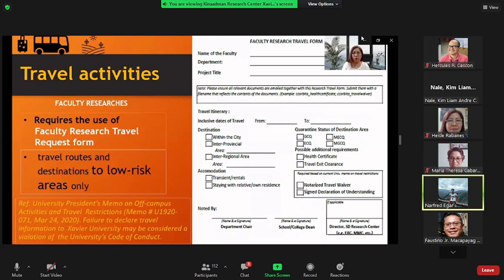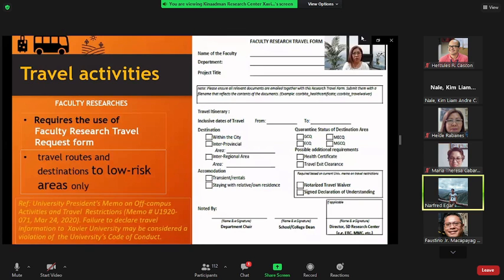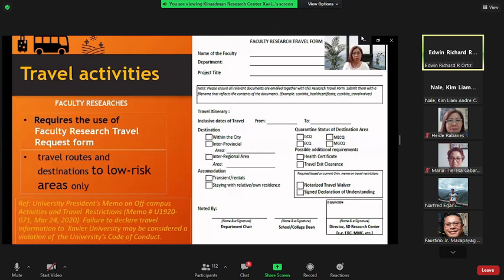Travel activities, as I've said, are generally allowed. It requires a faculty research travel request form that has to be routed. And again, the travel routes and destinations are only to low-risk areas. This permission is not new, because way back on March 24, 2020, our president already issued a memo related to off-campus activities and travel restrictions. It was indicated in the memo that failure to declare travel information to Xavier University may be considered a violation of the university's code of conduct.